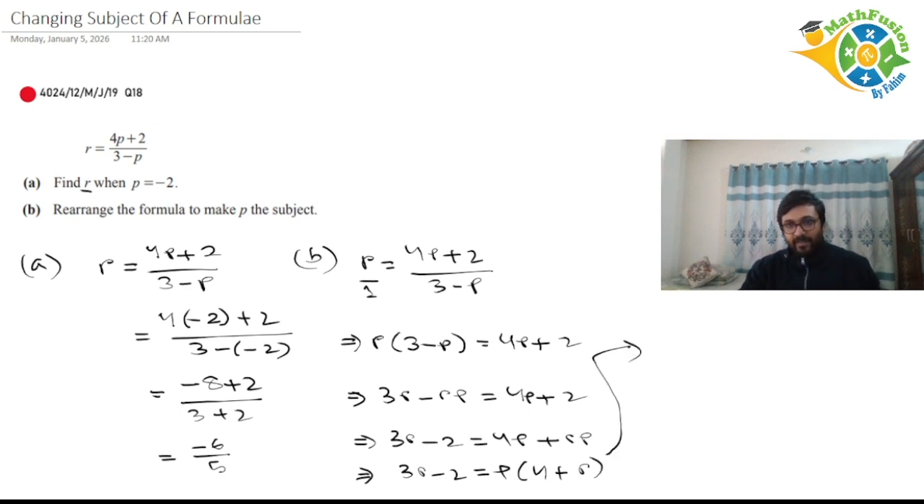Then we divide both sides of the equation by 4 plus r. So finally we get p equals (3r - 2) / (4 + r). So this is our final answer. Thank you students.